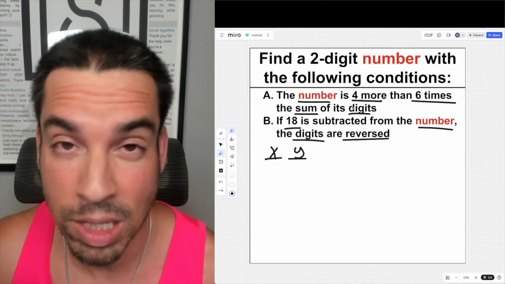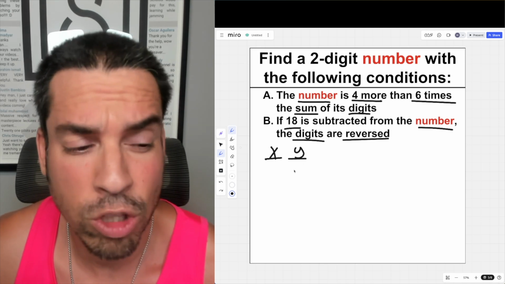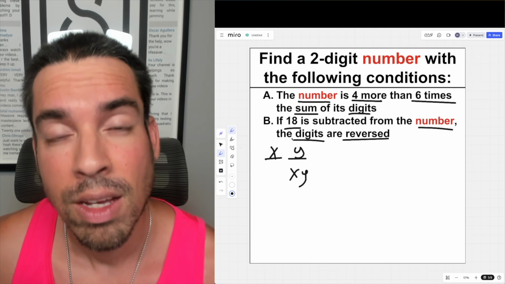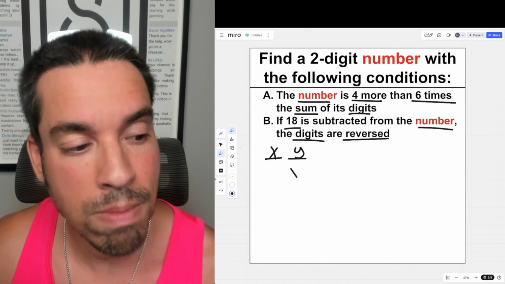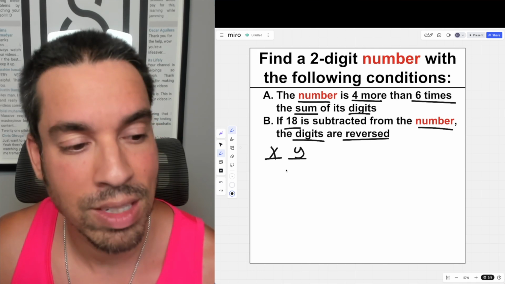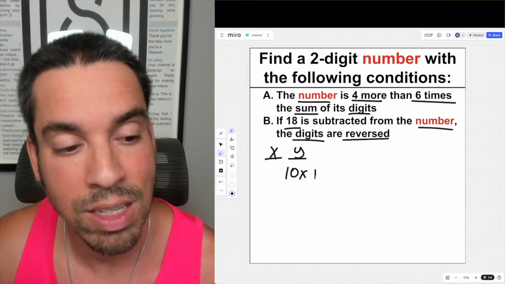So check the relationships, I should say, as equations. We've got the number is... so what is the number? Should we just say XY? No, because algebraically that means we're doing X times Y. The value of this number is again 10 times X, just like if we had a 5 here, it'd be 50. So 10 times X plus Y.